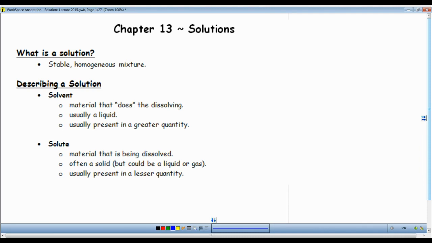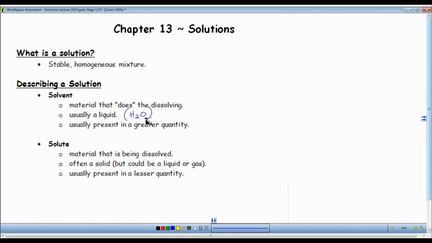Speaking of solvent and solute, the solvent is the substance that is doing the dissolving. It's often a liquid, and of all liquids, it's usually water. It doesn't have to be water, which we'll talk about eventually, but most of the solutions that we make are water-based. Now, if you don't have a solution with water as your solvent, one way of deciding what particle is the solvent is that it's usually the particle present in a greater quantity.